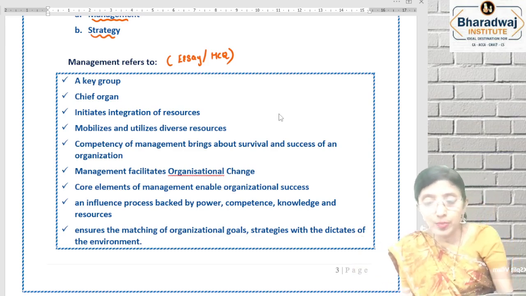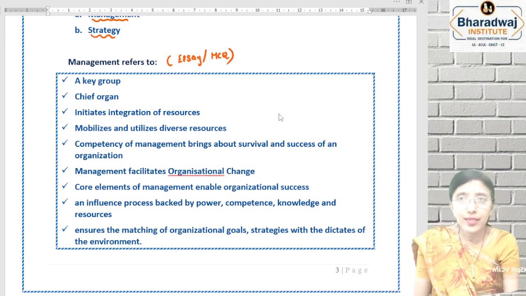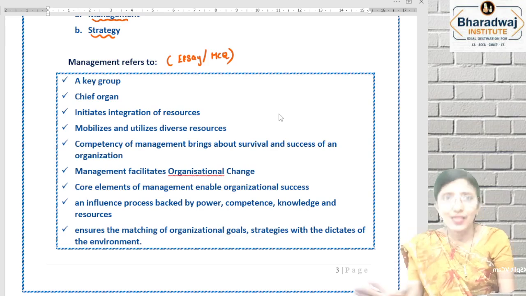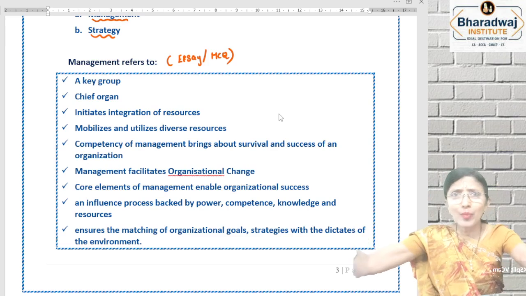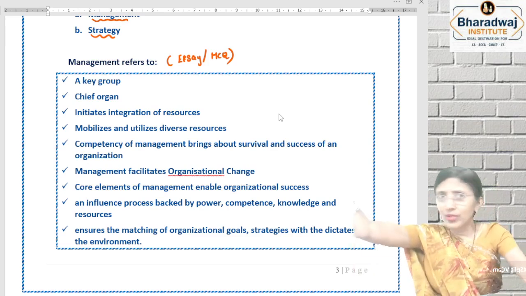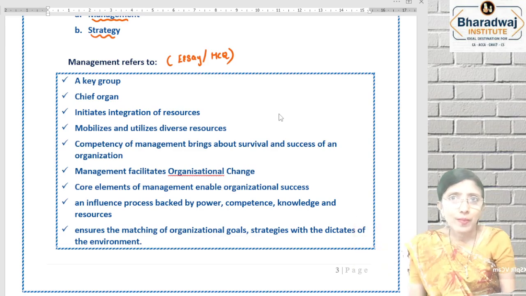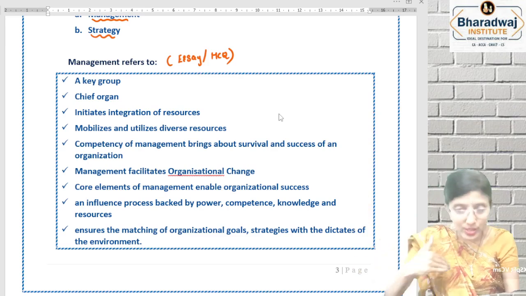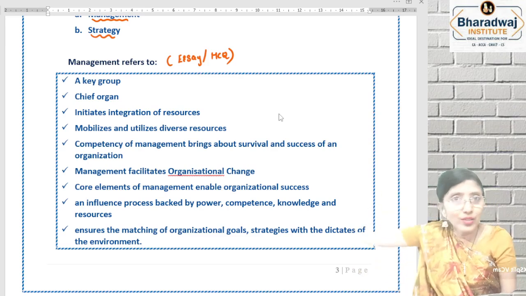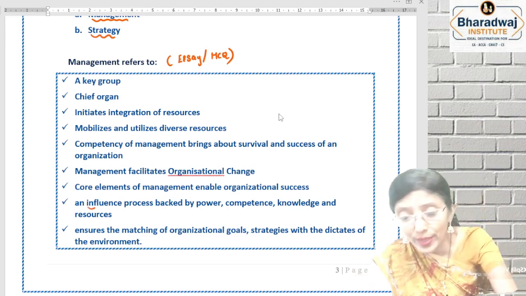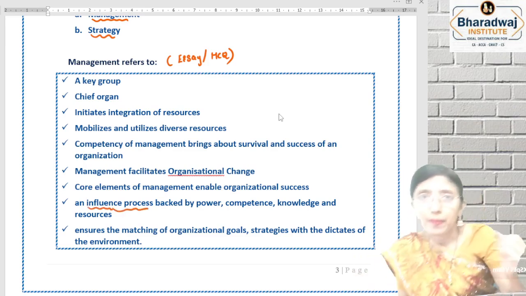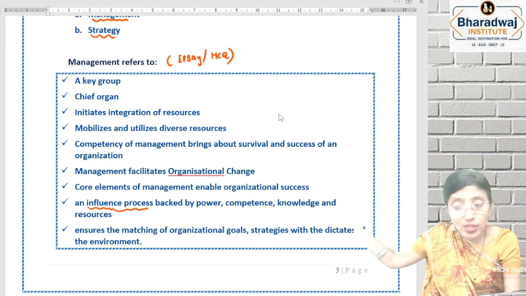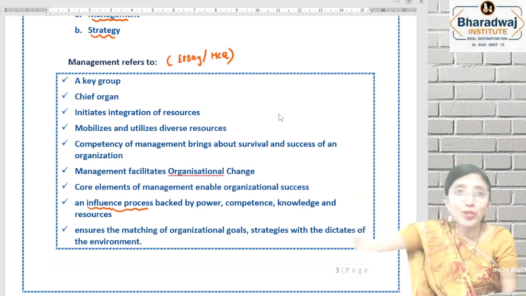So when you look at these parts, you will understand that they want to test you on the purpose of management itself in an organization. Why is that big divide there, management versus workers? Why do you say top management? What is the meaning of the term? Because they are the initiators who do all these. So it is an influence process, backed by power, competence, knowledge and resources. That's why we look upon management.